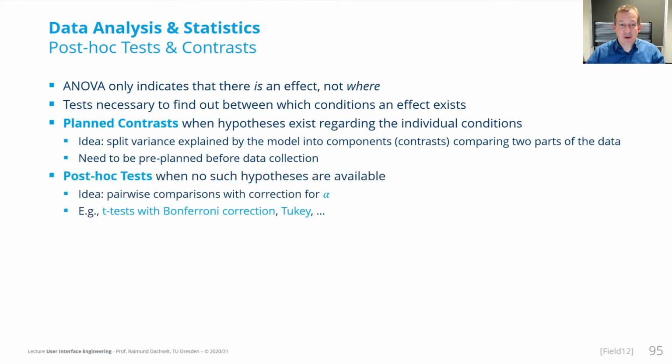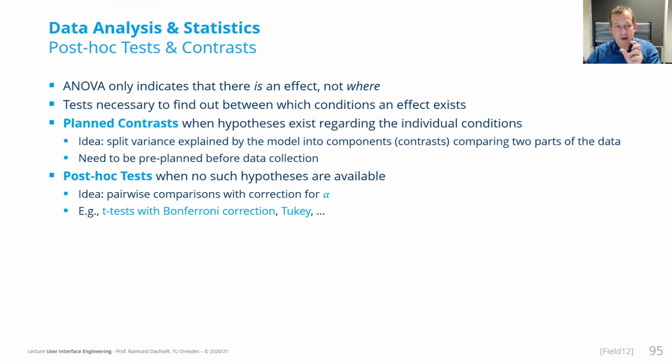All right, and another more often used test are post hoc tests, when you don't have such a hypothesis, when you don't know about the details of the individual conditions and can't summarize or contrast them. For example, pairwise comparison with correction. This is one idea for the alpha, and there are t-tests with Bonferroni correction, 2K t-tests, etc. So basically you do that pairwise.